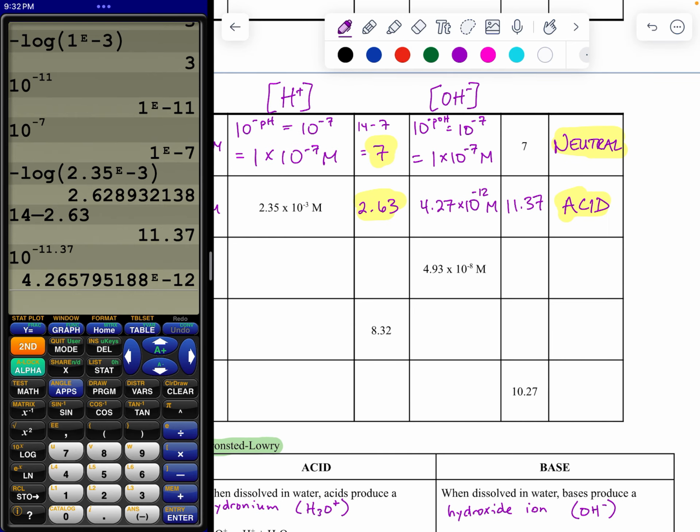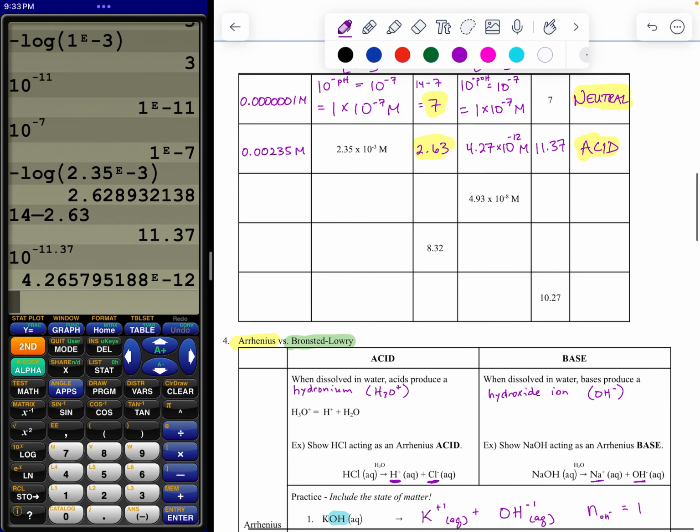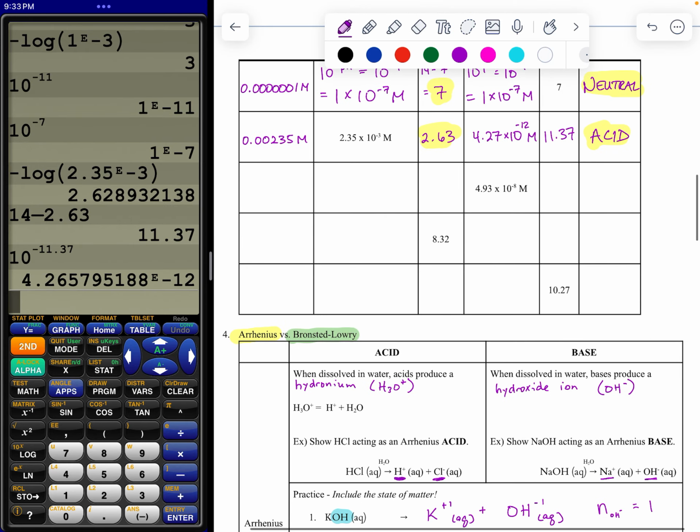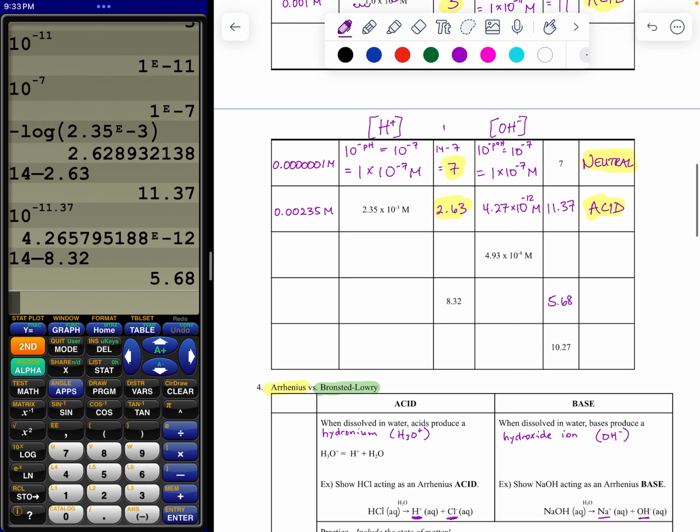All right, and one more for good measure. Let's do this one down here where we start with a pH value. And again, I start with a pH value, so I can find a bunch of things. Let's find what's the easiest first, which would probably be the pOH, because it's just 14 minus that. So 14 minus 8.32 is 5.68, right?